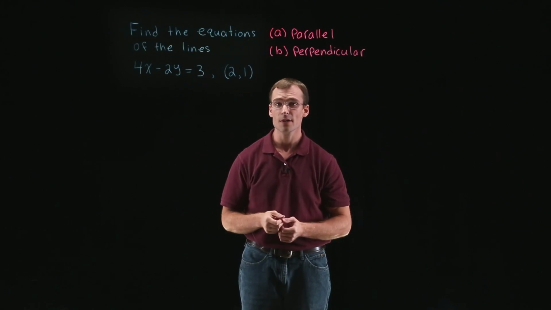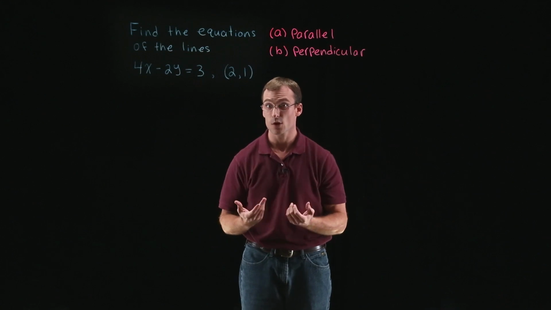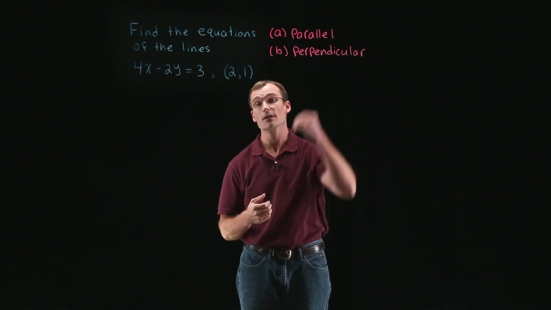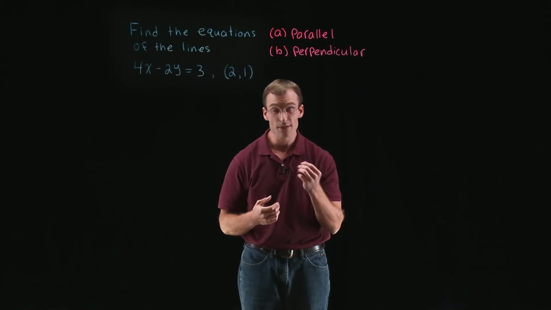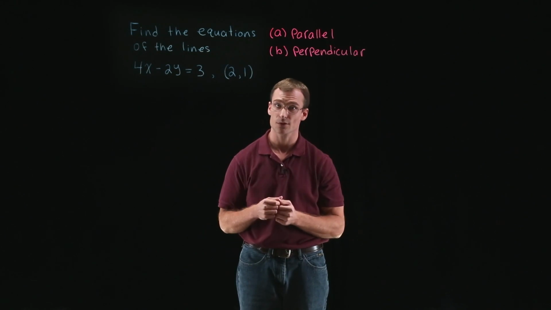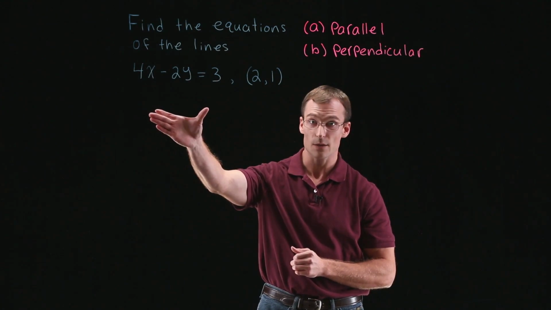Now a quick review: when we're trying to find equations of lines that are parallel and perpendicular, it basically has to do with the slopes, right? We know that two lines that are parallel to each other have the same slope, and lines that are perpendicular to each other have negative reciprocal slopes. So, first we want to find the slope of this line.